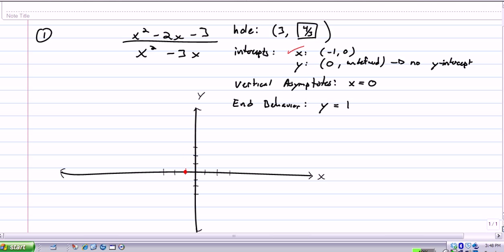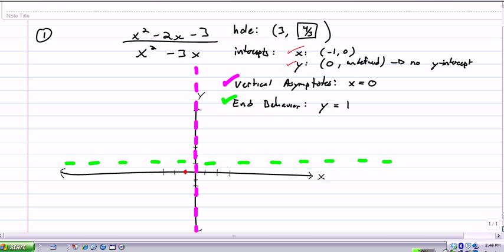Right there. Well, no, there is no y-intercept. Vertical asymptote at x equals 0. So that is the vertical asymptote right here. Check. End behavior is y equals 1. Okay, y equals 1, that's this line right here, that horizontal line. So check that guy. We haven't done the hole in the graph. That's at the point 3, 4/3. 1, 2, 3, and 4/3. So there's a hole in the graph.